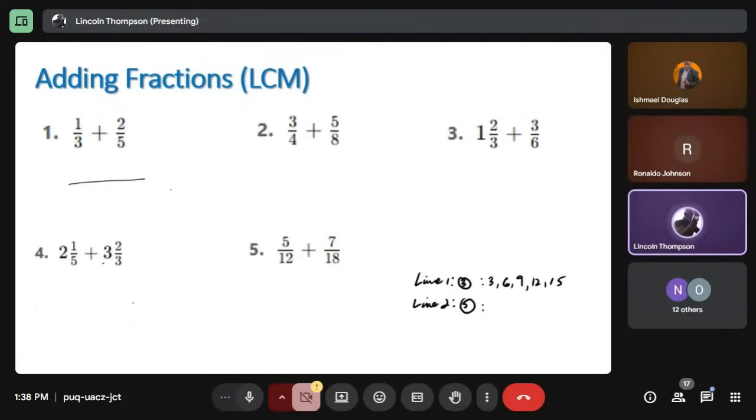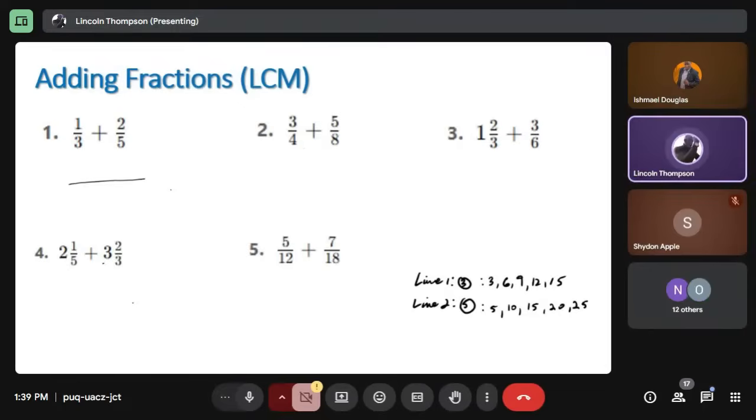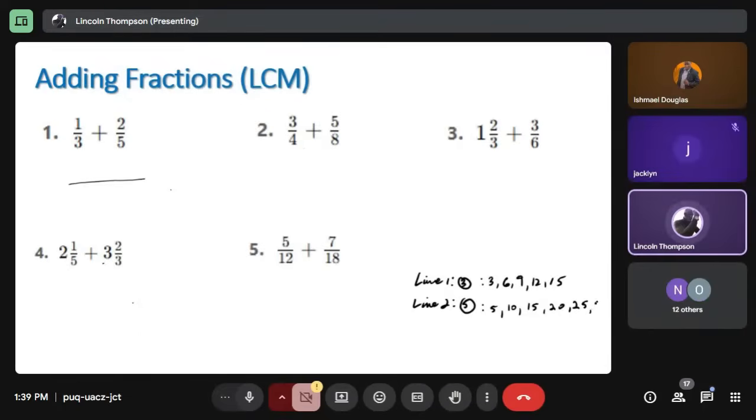Line 2. What are the first 5 multiples of number 5? 5. All right, so 5, 10, excellent, 15, 20, yep, 25, 30. All right. 30, so 35. Guess what? I'm going to take that 30 today. I want to put our answer on the board. We're doing the first 5, but I'm going to accept that for the 6th one.